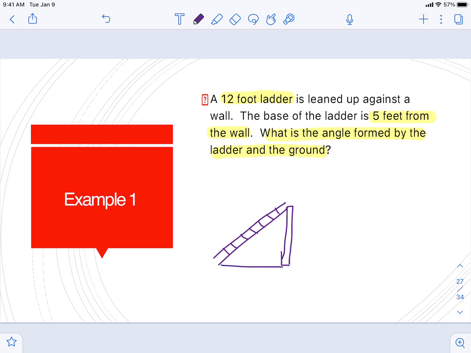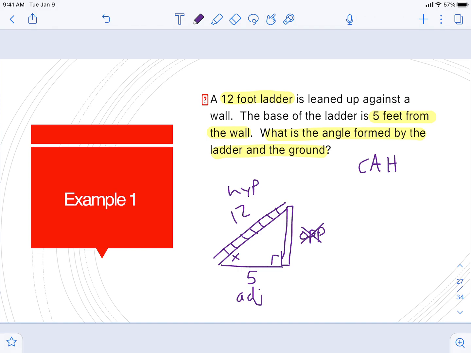The ladder forms a right triangle. The ladder is 12 feet long, and the base of the ladder is 5 feet from the wall. And we want to know the angle that's formed by the ladder and the ground, which I'll put an X in that bottom corner. All right, so now what are my sides? 12 is the hypotenuse. The opposite side is the wall, and the adjacent side is 5. So in this case, I'm not using the opposite side, so I'm using the trig ratio that uses adjacent and hypotenuse, which is cosine. So that is the CAH from SOHCAHTOA.